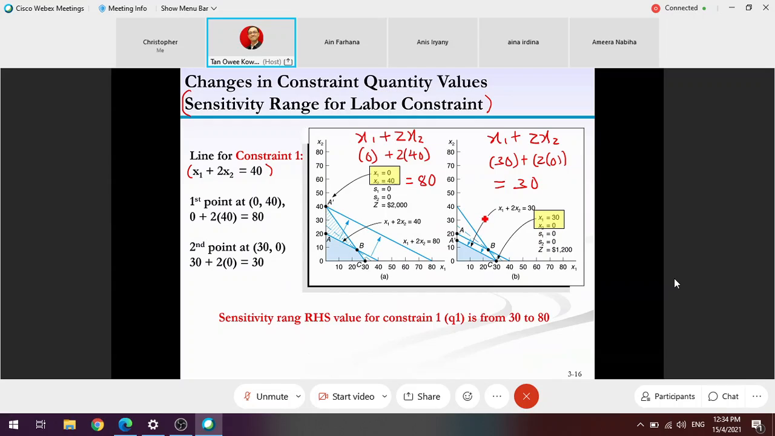Or another application: I'm producing two products and I want to produce only one product. What should I do? I can increase the level to beyond 80. I can reduce the level to less than 30. Then I will only produce one product. Faham? Clear?